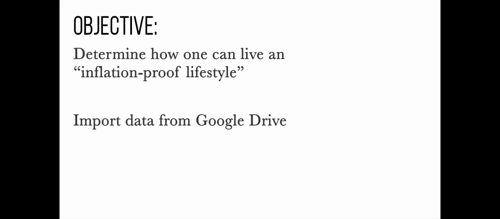The application objective is to determine how one can live an inflation-proof lifestyle by analyzing the percentage change in the consumer price index across specific products and consumer baskets. This application also shows how to read a data file from Google Drive and load it directly to the business data lake using an analytical model. The application has just one entity, inflation.